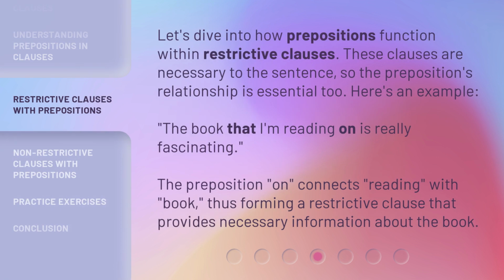Let's dive into how prepositions function within restrictive clauses. These clauses are necessary to the sentence, so the preposition's relationship is essential too. Here's an example: The book that I'm reading on is really fascinating. The preposition "on" connects "reading" with "book," thus forming a restrictive clause that provides necessary information about the book.